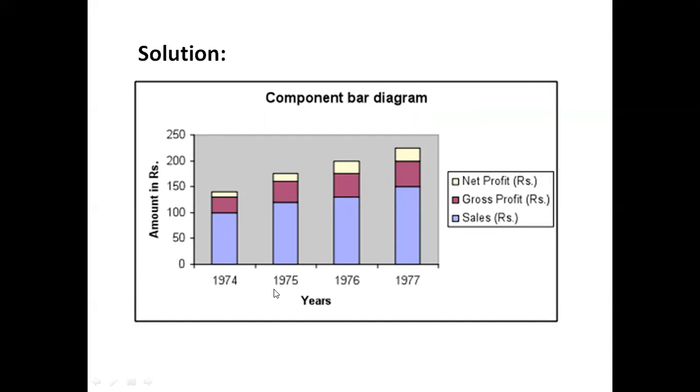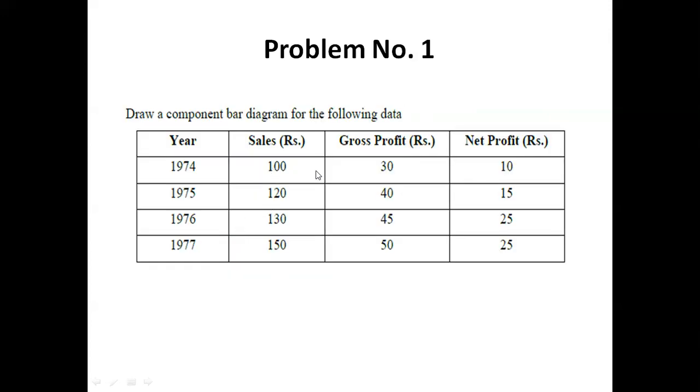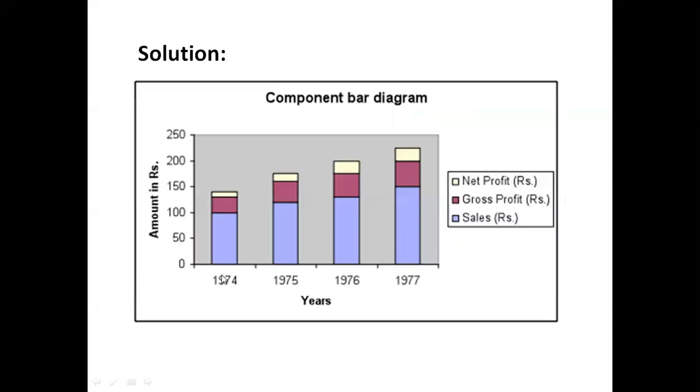First take the total of this bar. This comes to how much? 130 and 10, the total is equal to 130. Similarly, take the total of this one, 120, 40, 15. That is 160 plus 15, which is equal to 175. So first take the total of the three items, and then first draw the complete total length bar.